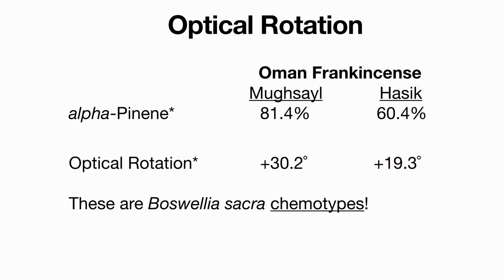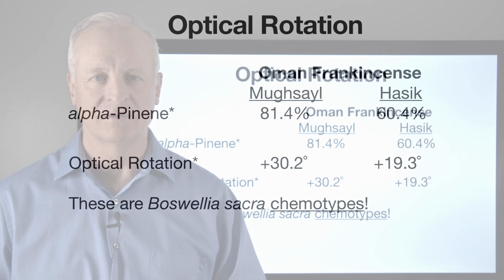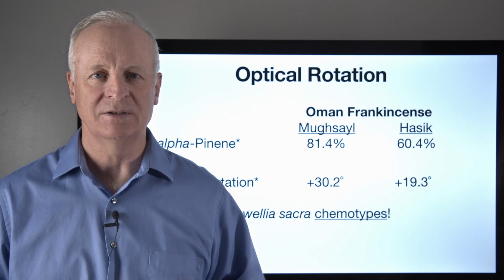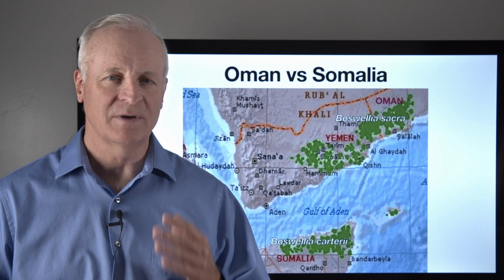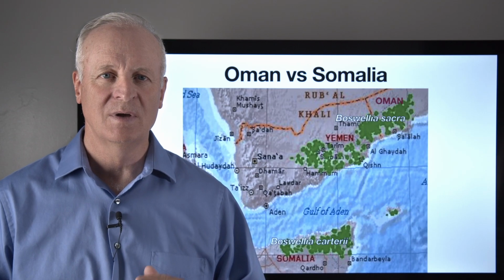Well, I believe this proved that they are different chemotypes. They're related to each other very closely, like brothers, but they are significantly different. Now let's talk about the difference between the Oman frankincense and the Somalia frankincense. They are separated by a sea. They've been separated for a long period of time.